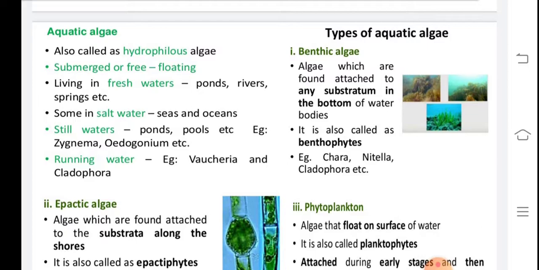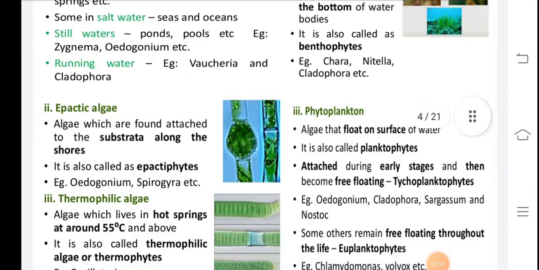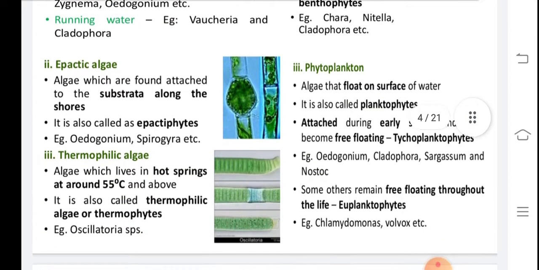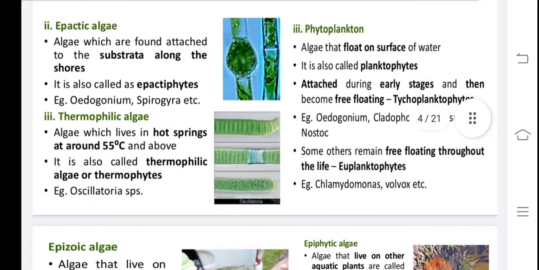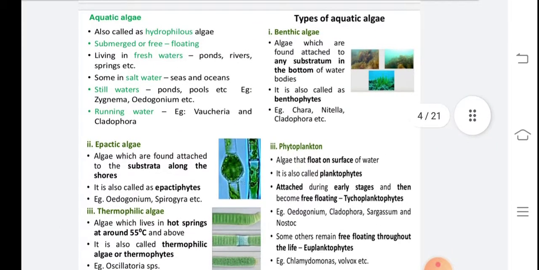In this one again, free floating and submerged. The areas are ponds, rivers, springs, and salty water conditions, right? So Vaucheria and Cladophora are good examples of this. Then secondly, you see epilithic. Epilithic means they are attached to the substrata. Thermophilic means above 50 degrees Celsius temperature. Hot springs are there. So Oscillatoria is a good example for this.